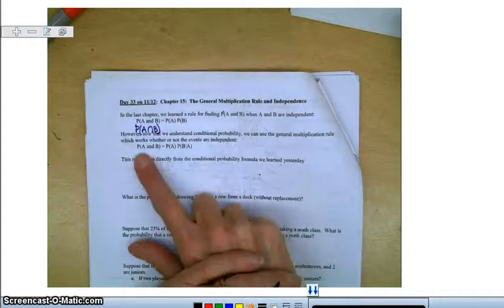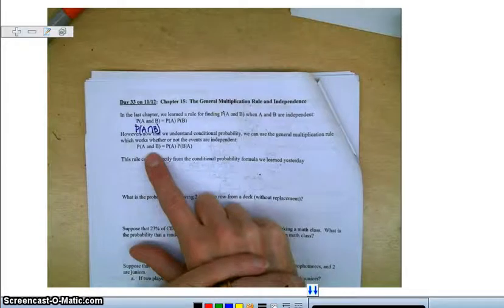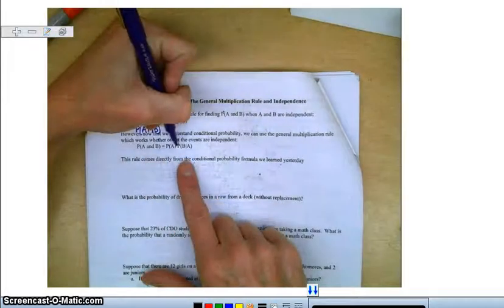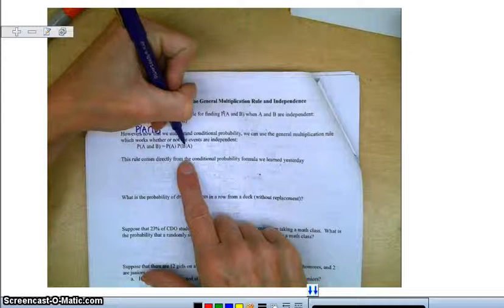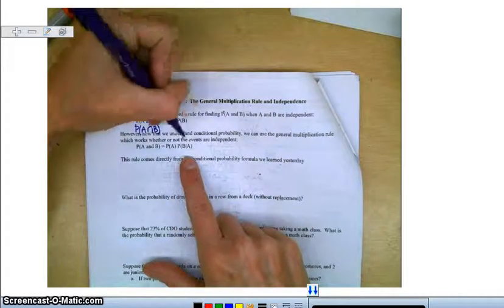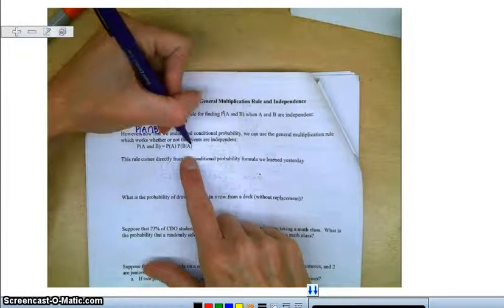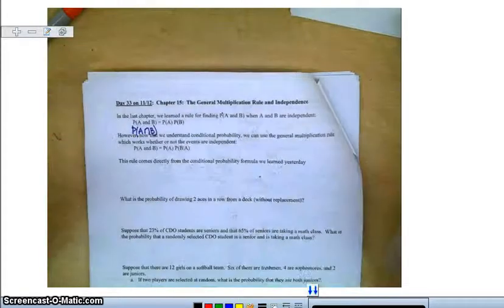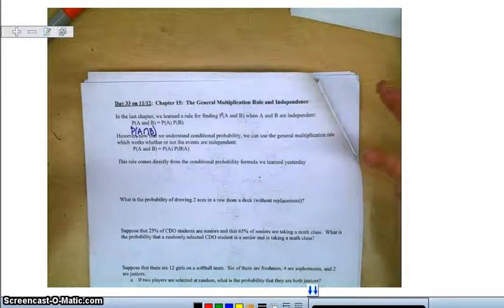So we've got the probability of A and B is now defined as the probability of A times the probability of event B, notice it's the same as up here, given that A has already happened. And this would work whether the events are independent or not independent.